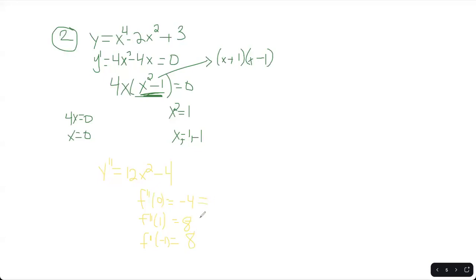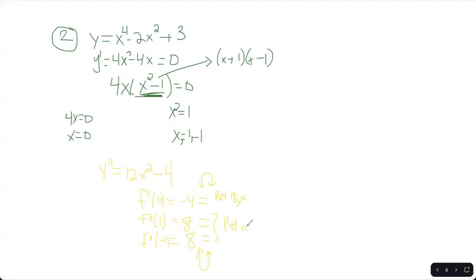Okay, so what does this tell us? Now you can go back to the rules and look, but it tells us that if I have a negative, remember that means it's concave down. So that means I have a maximum. So this is going to be a relative max. And if I have a positive value, that means that it's concave up, which means these two are both relative mins.